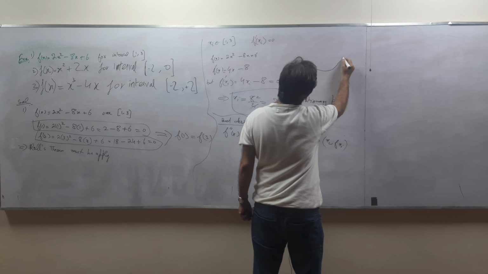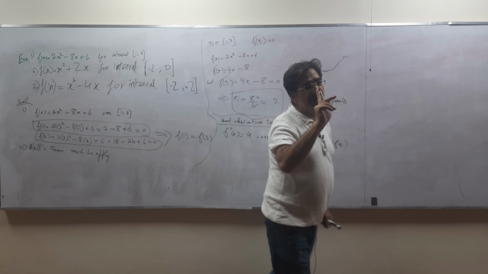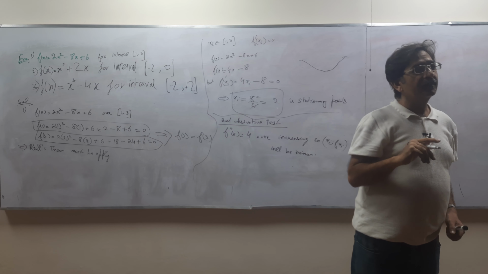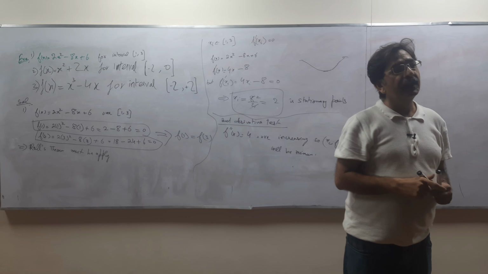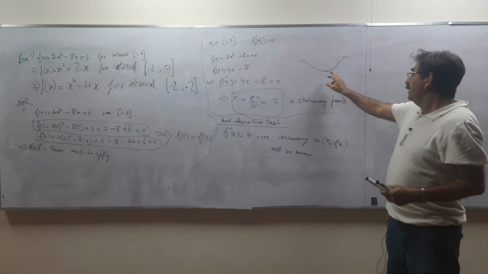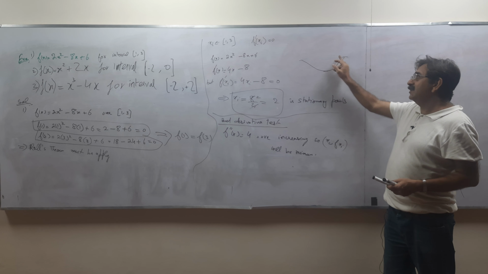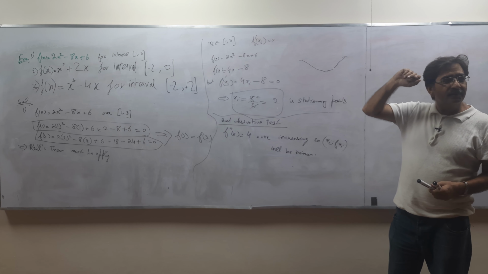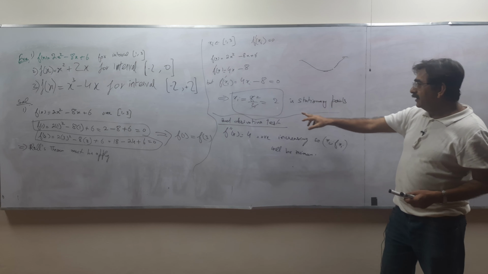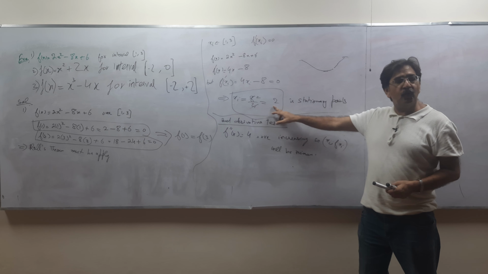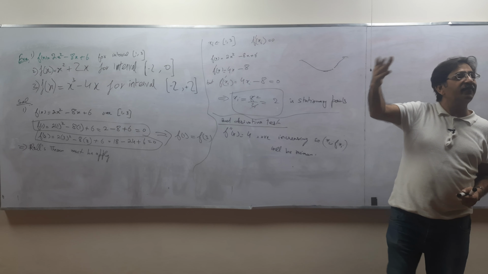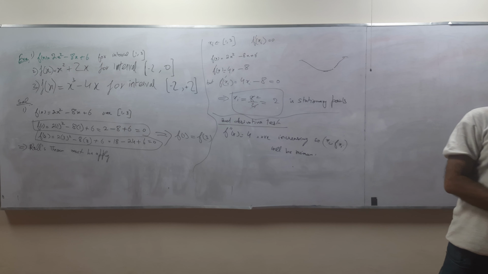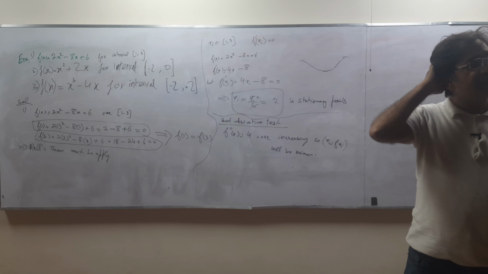Let's suppose like this, because there exists one point. Yes, the maximum exists here, because here the derivative is 0, and after that it is increasing. If there are two points, then one point will be a maximum and one point may be a minimum. Okay, we will see some such example.